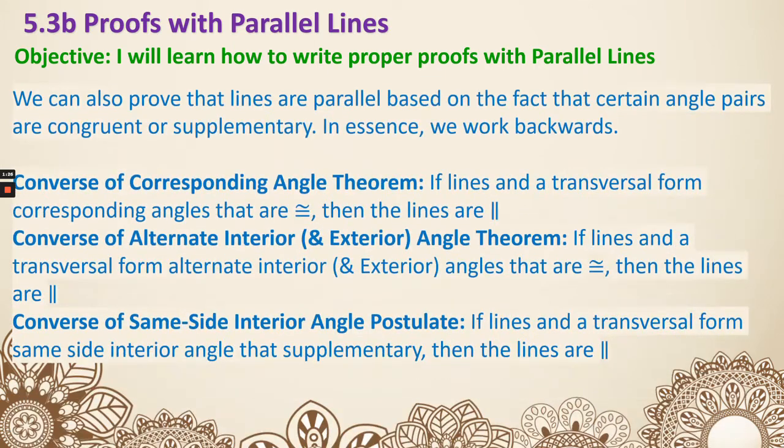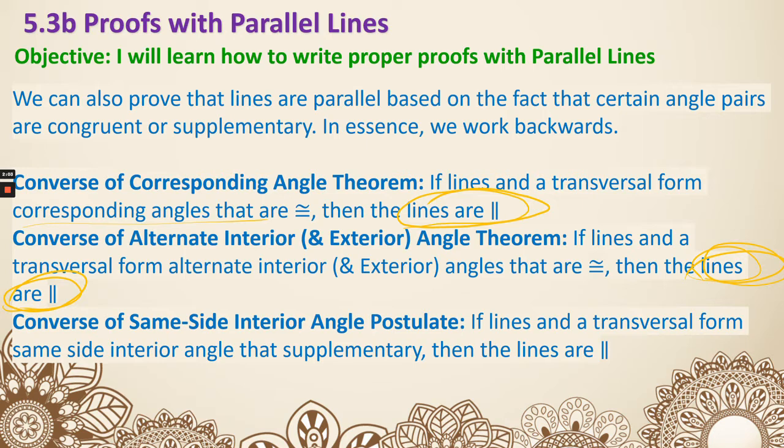Next, we have a few more. We can also prove that lines are parallel based on the fact that certain angle pairs are congruent or supplementary. So for all the theorems and postulates we just talked about, we can use them backwards, and they're called converse of. For example, the first one, converse of corresponding angle theorem. If we have corresponding angles that are congruent, then the lines are parallel. The next one, converse of alternate interior or exterior angle theorem. Same thing, it still ends with lines are parallel. So if angles are the same, the lines are parallel.